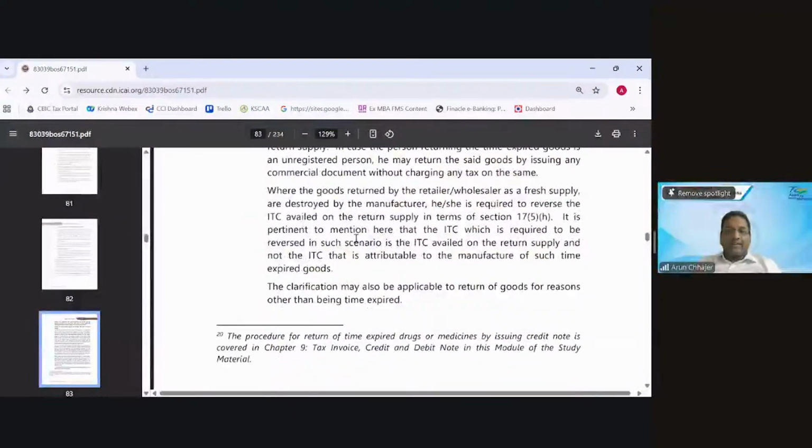So, return of the time expired goods. If I'm returning, I will reverse the ITC. I will reverse my liability. You will reverse the ITC. Or if you are raising the same as an invoice, then I will take the ITC.